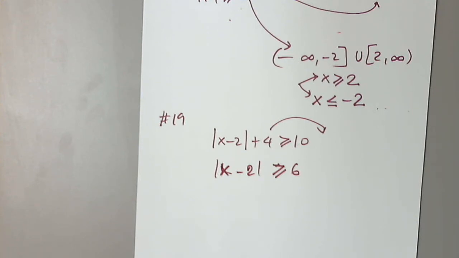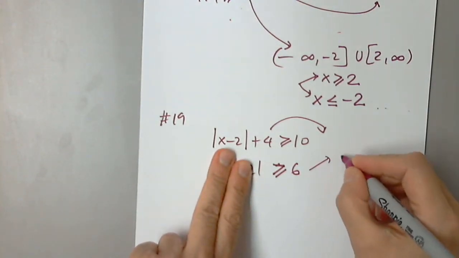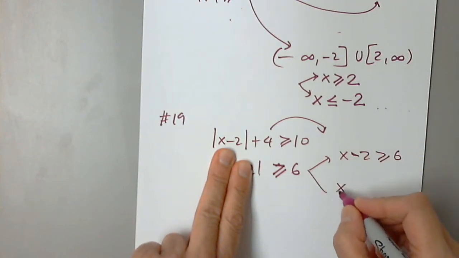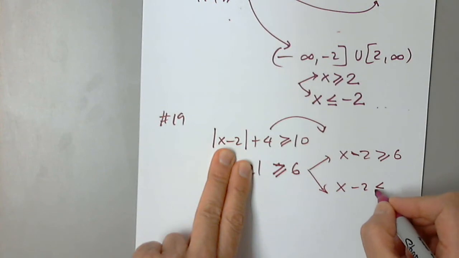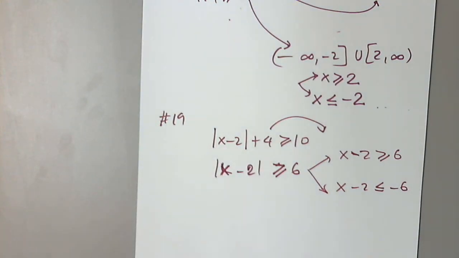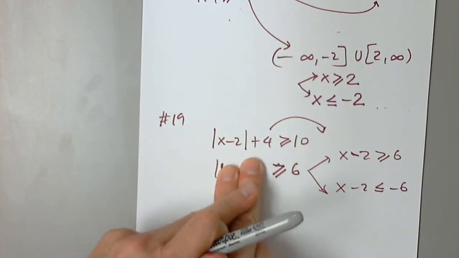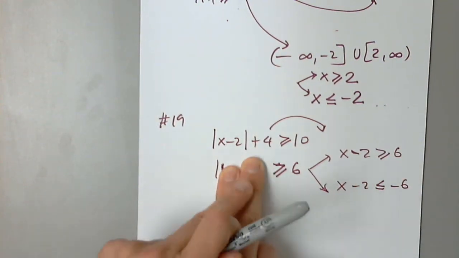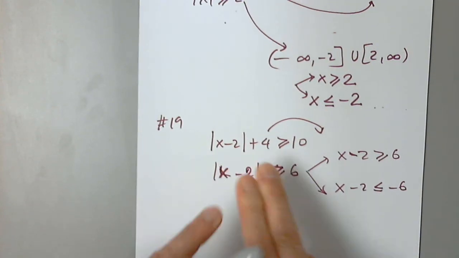Which one? Is it in between? Outside. But this time, it's x minus 2. It's x minus 2 that has to be greater than or equal to 6, or x minus 2 has to be less than or equal to -6. If I had just plain x, I would have written x greater than or equal to 6, x less than or equal to -6, but I have to write what I have in the absolute value.